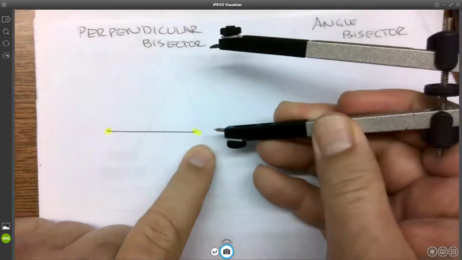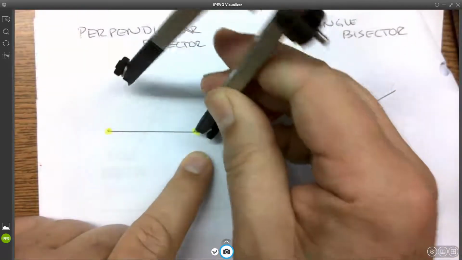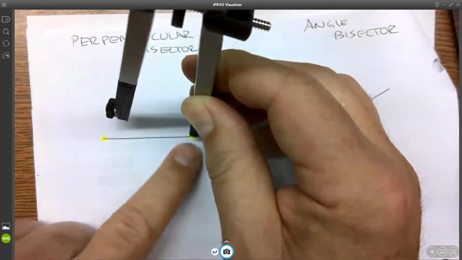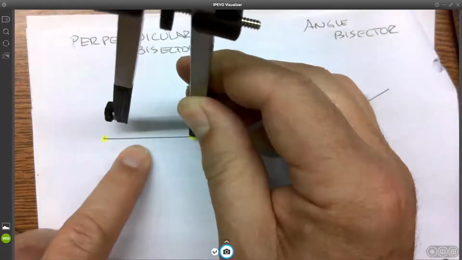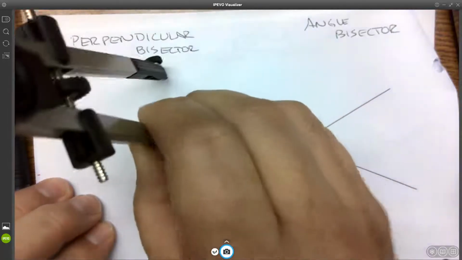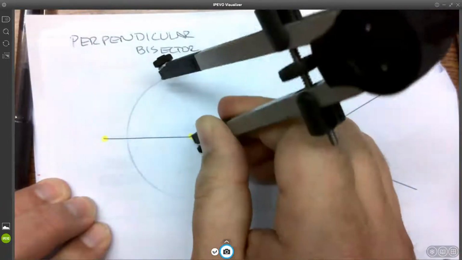I'm going to take my compass and I'll stick the needle on the right-hand side of my segment, the endpoint. And I can adjust my compass to be any measurement that is more than halfway. I've got to be beyond what the midpoint would be. And then I'll make a mark. It'll be a half circle.